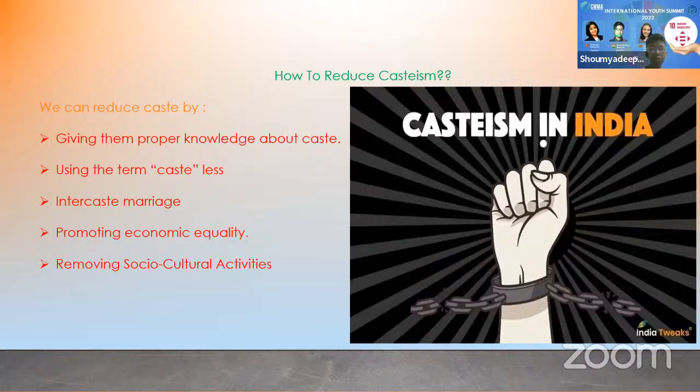The next one is we should promote economic equality. Everyone should be equal economically. And the last way we can reduce it, I think, is we should remove harmful social and cultural practices. The cultural practices are there now. This Devdasi system is already abolished. Some of them are child marriage and untouchability. These should be removed. So the government is still trying to do so.